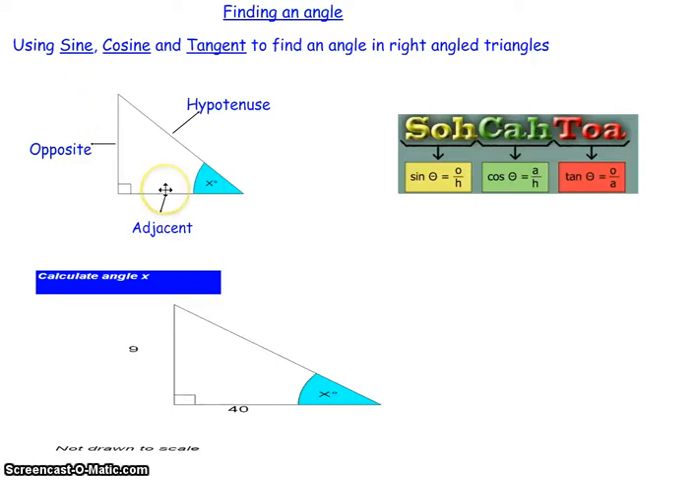In the next few minutes, you'll understand how to use sine, cosine, and tangent to find an angle in right-angled triangles. Here we have a right-angled triangle with all the sides labeled, and we have an angle marked x.